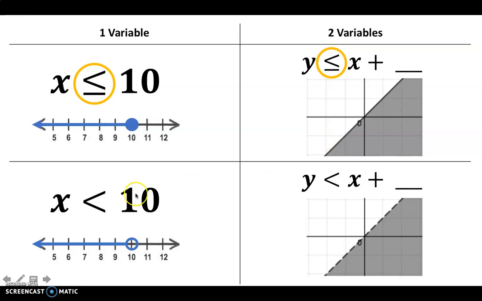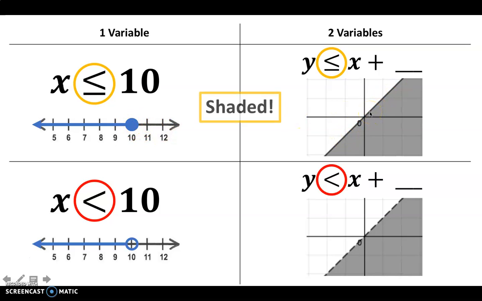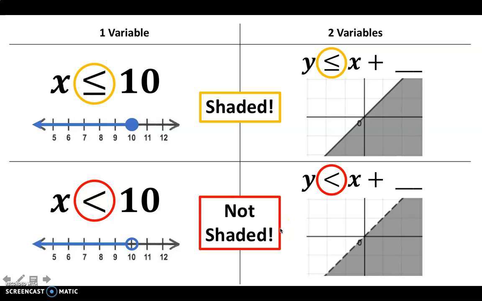Whereas when the symbols here are the same, you notice they're both not shaded. So this open dot and this dashed line mean the same thing. The shaded dot and the shaded line mean the same thing. So when you see less than or equal to or greater than or equal to, we're just going to shade. When we see just a less than or a greater than, we're not going to shade.